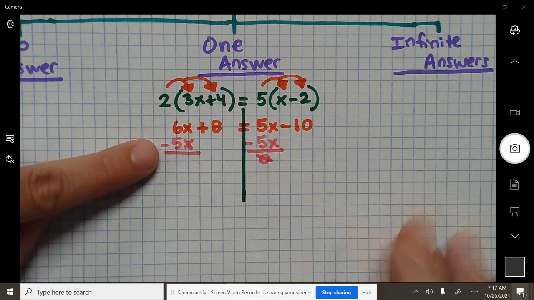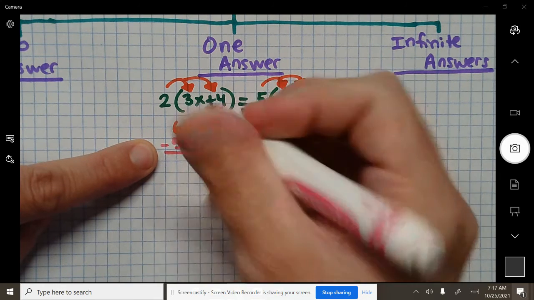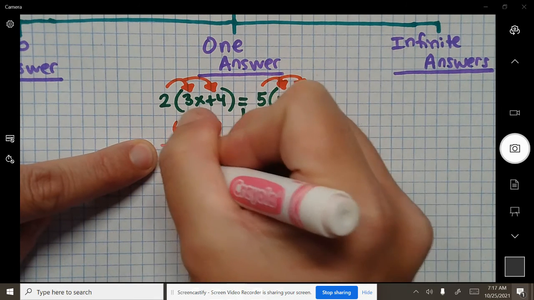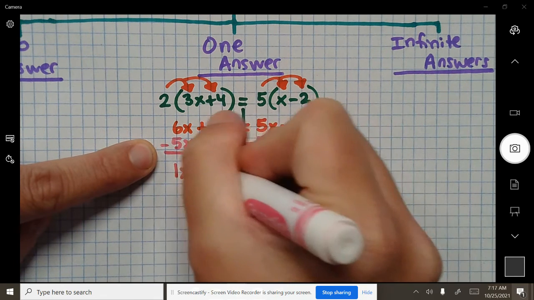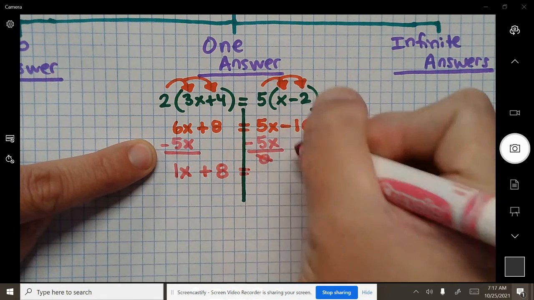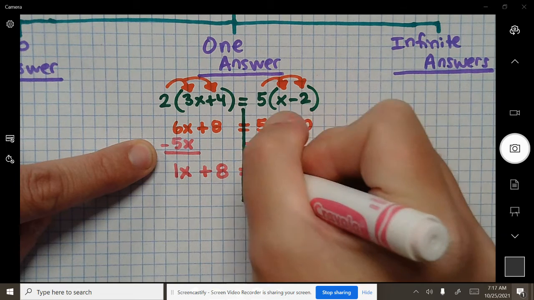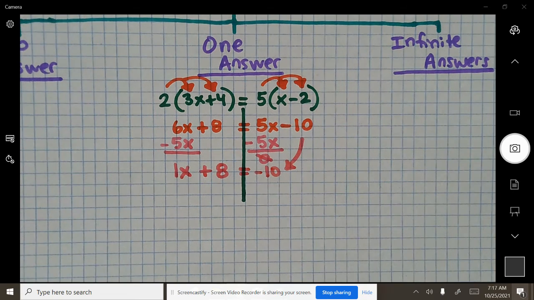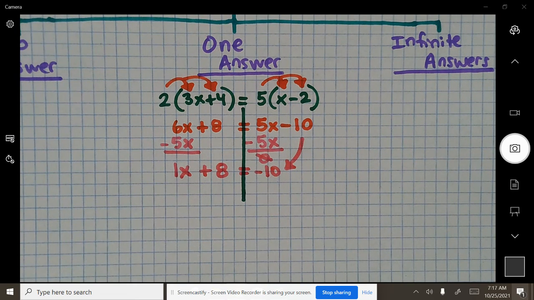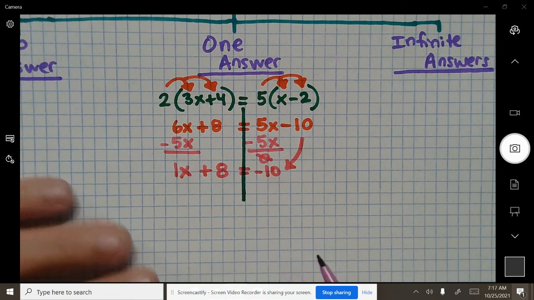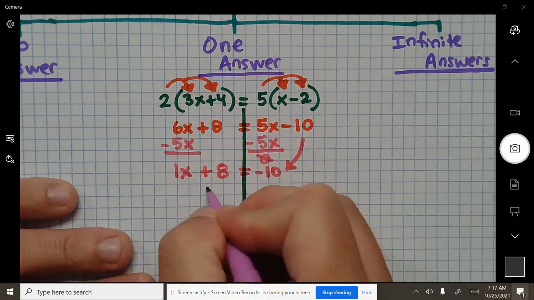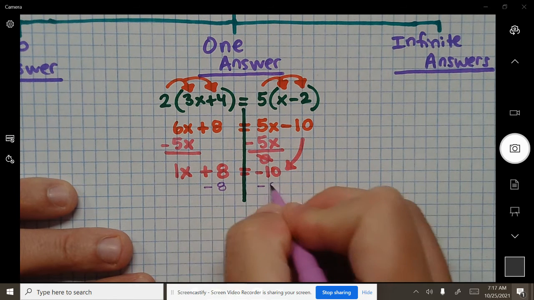Over here, it's going to become, and I like it when it's 6x and 5x, you're going to say it's 1x or just x, the same thing, right? Plus 8 equals, bring this down, negative 10. Okay? As I keep going, I'm going to use a different color now. And I'm going to go ahead and subtract 8 to both sides.